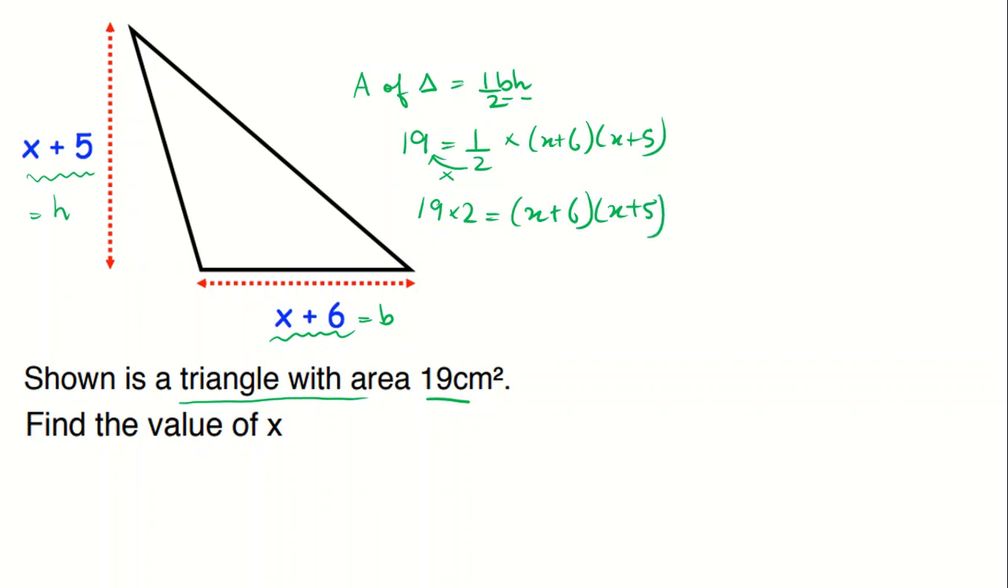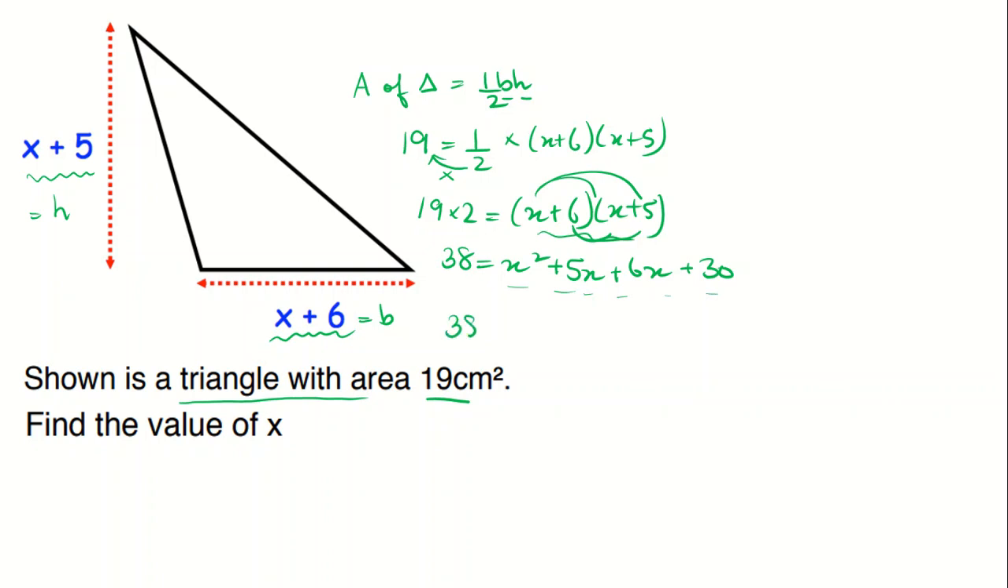Now 19 times 2 first of all gives me 38 equals, now I gotta solve this, in which I'm gonna do x times x, which is x squared. Then I'm going to do x times 5, which is 5x. Then I have x times 6, which is 6x, and then 6 times 5, which is 30. Now, make sure that you end up with 4 terms in a multiplication like this.